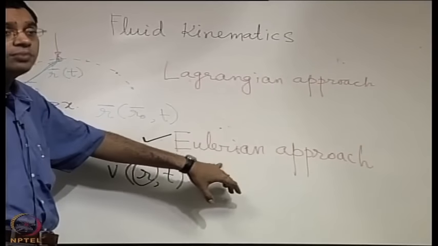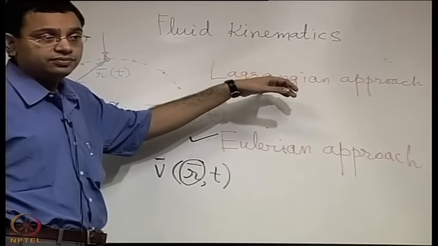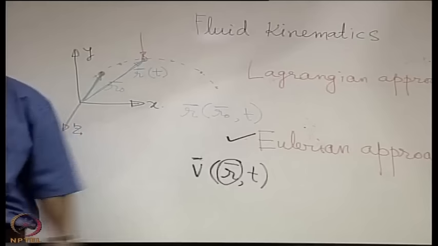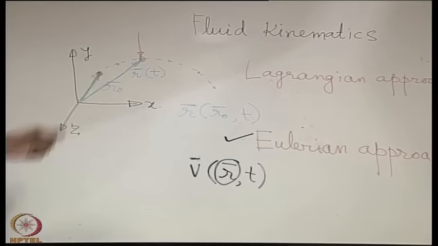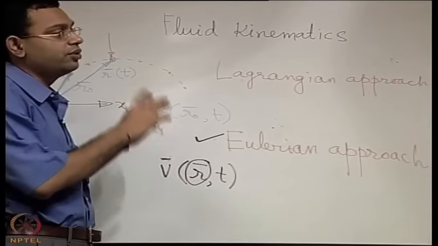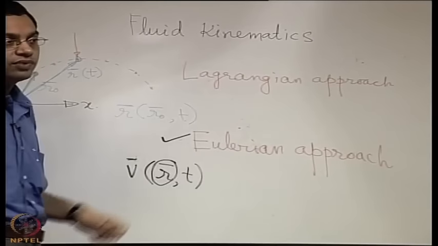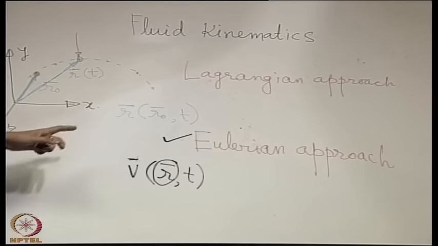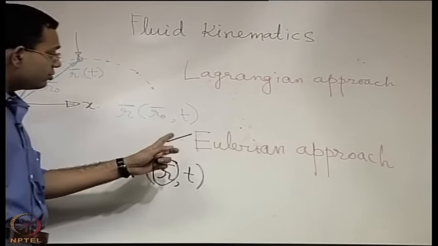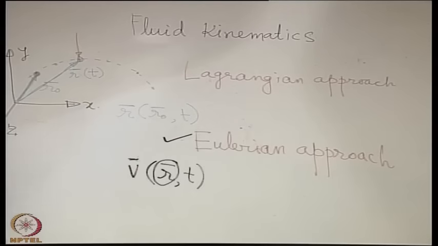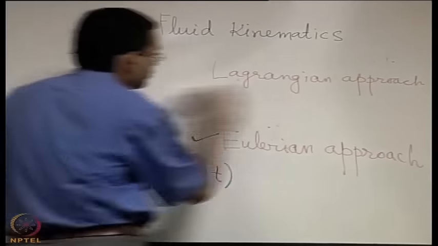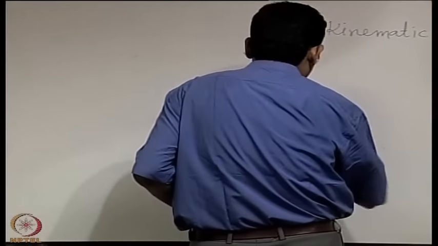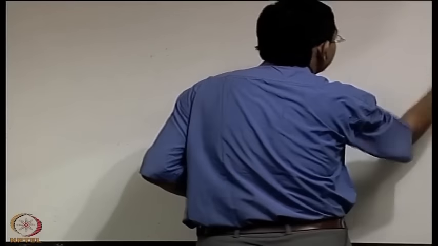It is possible to derive the expressions in the perspective of one approach from the expressions of the other, and that we will take up in a later chapter. But we will keep in mind that the Eulerian approach is something that we will be trying to follow for most of the problems in fluid mechanics. Now regarding the use of the Eulerian approach, we will try to learn some basic terminologies. The basic terminologies are as follows.